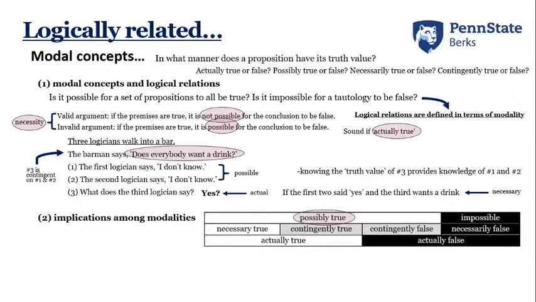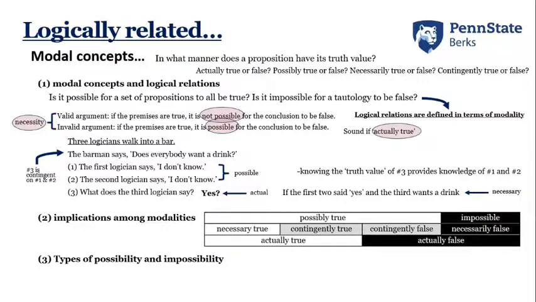So, in essence, when we say, "Does everybody want a drink?" at that point, it's possibly true that everybody wants a drink. When somebody says, "I don't know," the first two logicians, at that point, it's contingently true or contingently false because they don't know what will follow after them. Once the third person answers yes, we now know it's actually true. So just by the value of that, we're able to determine the first two. Now, this can be applied in a lot of different arguments, but I hope at least that visual helped a little bit in making sense of it.